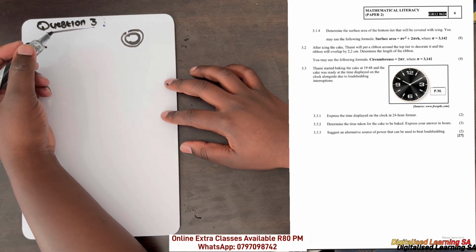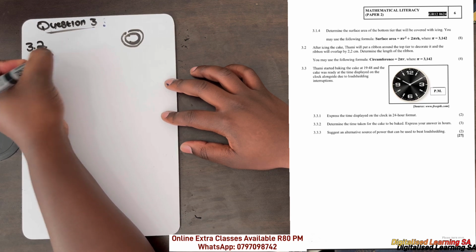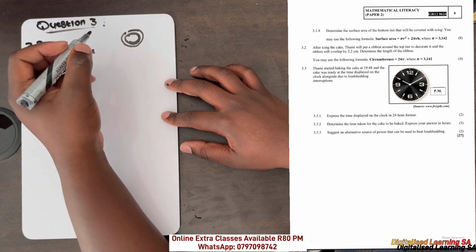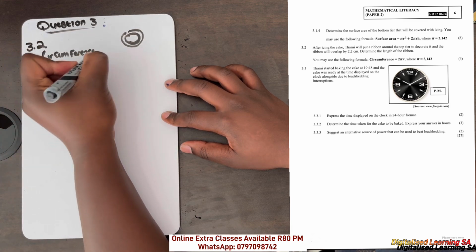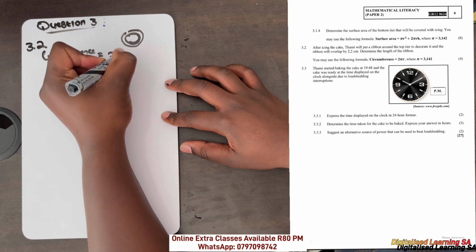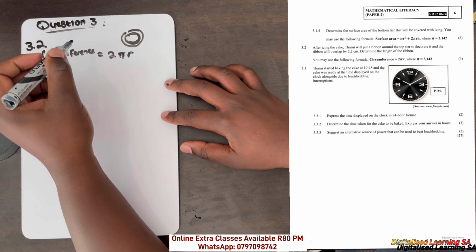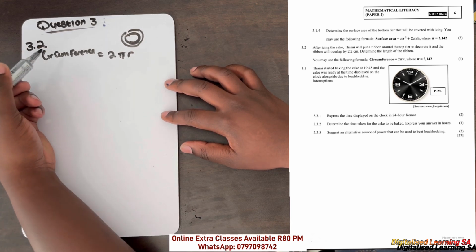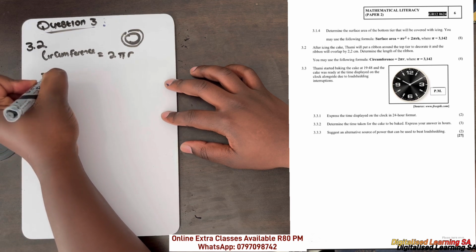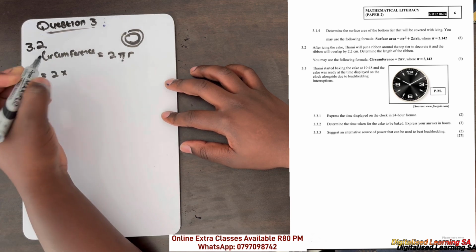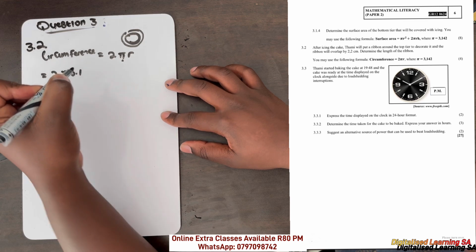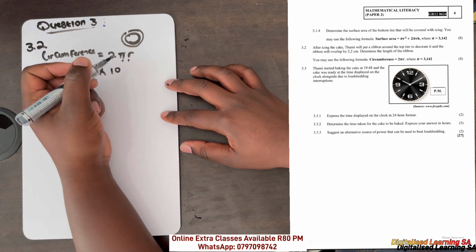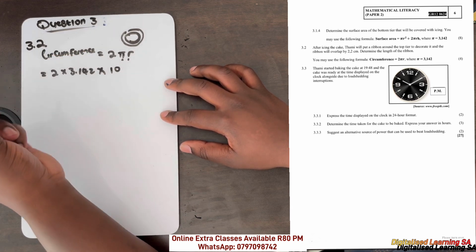Okay, so we are going to use the circumference formula, which is equal to 2 pi r. And remember, we are told that we are only focusing on the top tier, the top part of the cake. So our answer will be 2 multiplied by pi, which is 3.142, multiplied by our radius, which is 10. So the radius of our top tier was 10.